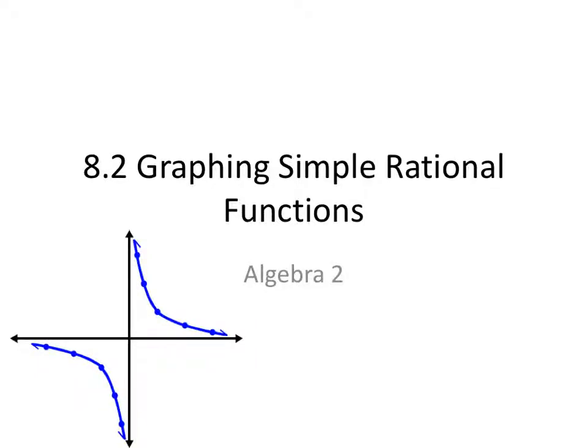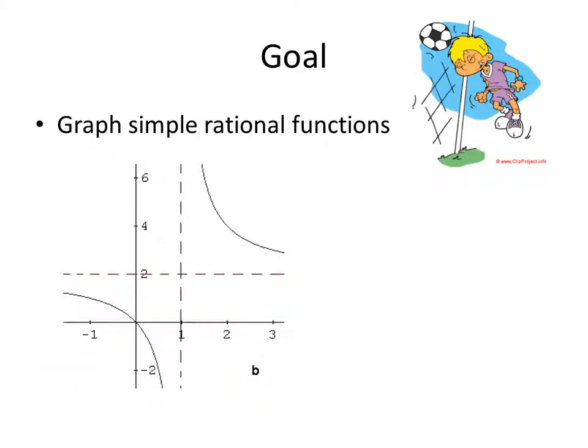All right, today we're going to look at section 8.2. We're going to graph simple rational functions. They're going to look like this picture down here to the left. They're going to have a vertical asymptote, they're going to have a horizontal asymptote, and they're going to have kind of like this curved-like feature.